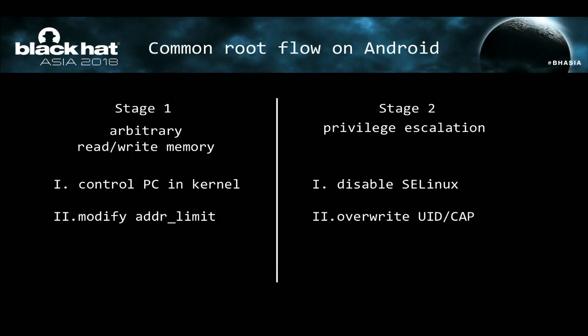In order to easily understand the following case studies, let's look at a common root flow on Android. The purpose of stage one is to read or write kernel memory. After that, we can disable SELinux and modify our process UID, capabilities, and so on.